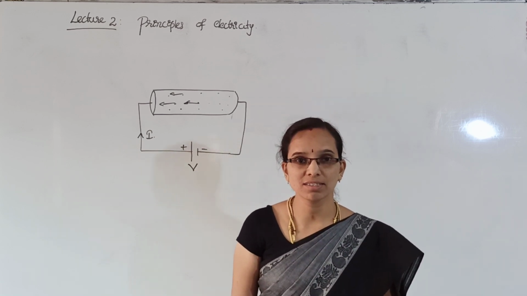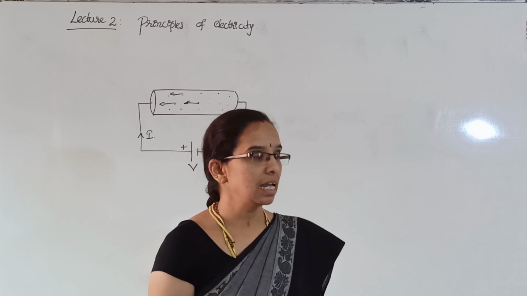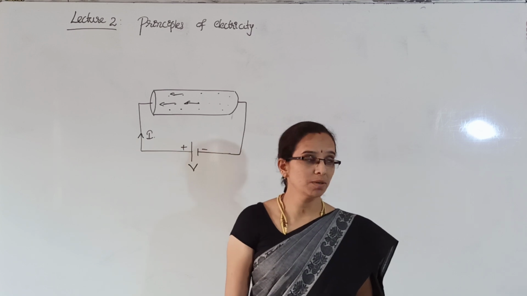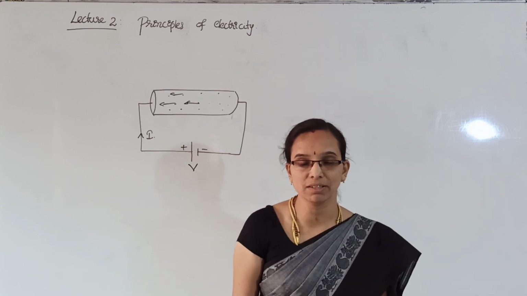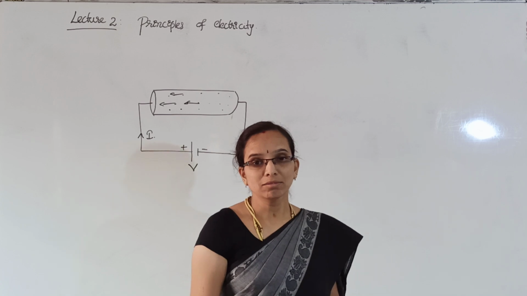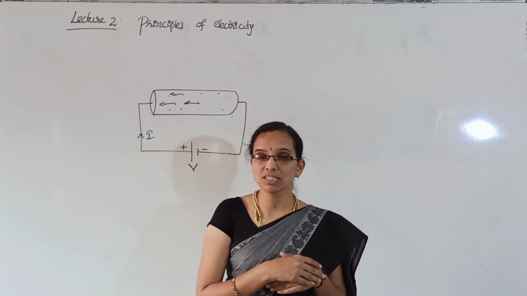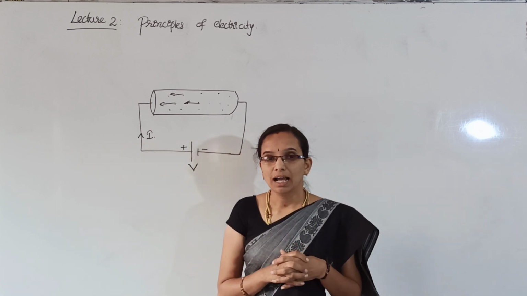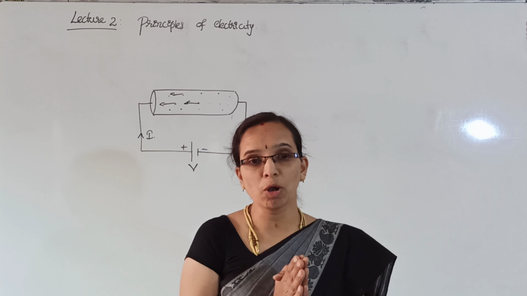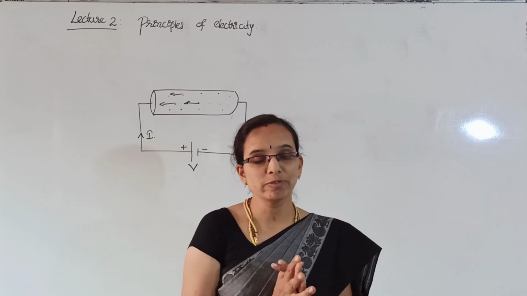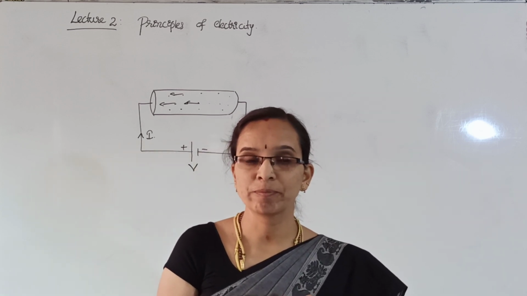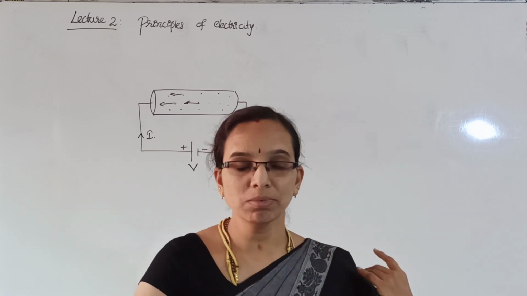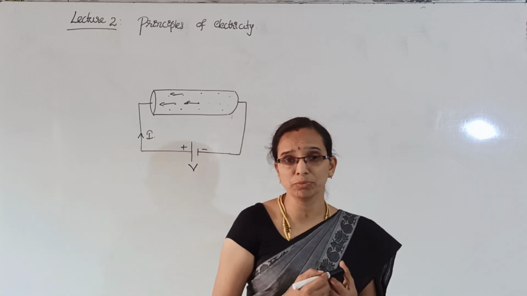In Principles of Electricity, we studied charges in the last class. We came to know that there are two types of charges, positive and negative, and electrons are the negative charge carriers and protons are the positive charge carriers. Charge is the property of a particle which is responsible for the electrical force, and the SI unit of charge is coulomb. Yesterday we studied up to that.